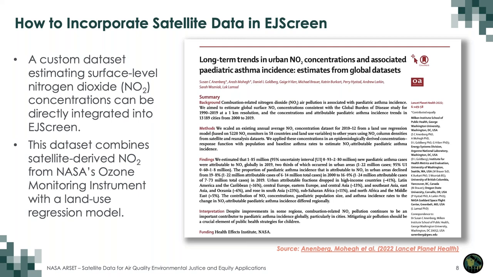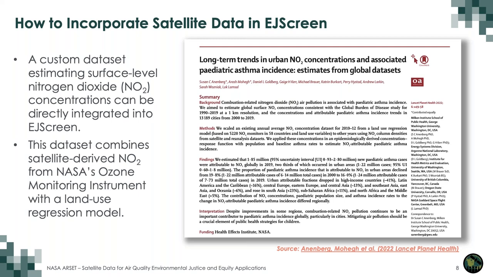NO2 generally is a proxy for traffic-related pollution, and the scientific literature shows us that this pollution source disproportionately impacts marginalized and minoritized communities in the US. But yet it's not included in EJScreen as one of those 13 default indicators that I showed a few slides ago. Therefore, it's really great that we as EJScreen users can have the ability to explore the environmental justice implications of other data sets within EJScreen by uploading them as a custom data layer.